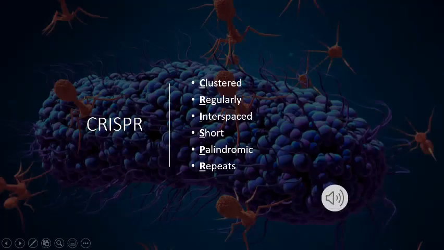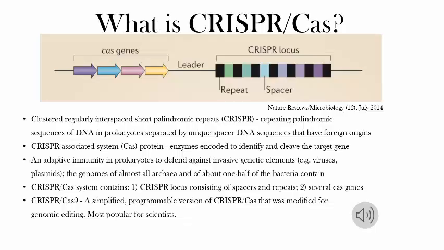CRISPR is the short form of clustered regularly interspaced short palindromic repeats. It is a family of DNA sequences found in the genomes of prokaryotic organisms such as bacteria and archaea. CRISPR technology is a simple yet powerful tool for editing genomes. It allows researchers to easily alter DNA sequences and modify gene function. Its many potential applications include correcting genetic defects, treating and preventing the spread of disease, and improving crops.